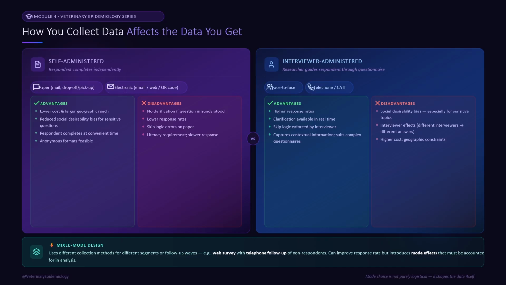Self-administered questionnaires, paper by mail or drop-off, or electronic by email, web, or QR code, let respondents answer at their own pace and in private. That privacy reduces social desirability bias, the tendency to give flattering rather than truthful answers, and these modes are lower cost with wider geographic reach. The downsides: lower response rates, no chance to clarify a confusing question, literacy requirements, and skip logic errors on paper.